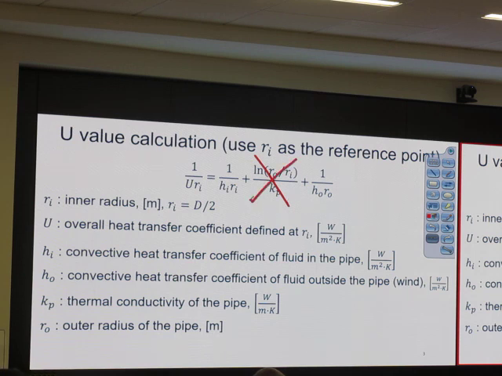What if outside the wind blows very fast? We have very good heat transfer for the outside. H sub O becomes, what's your name? Scott. What is the value of H sub O? Let's say it becomes infinity. What happened to this term? It becomes zero, okay? So if outside heat transfer is very fast, this term becomes zero.